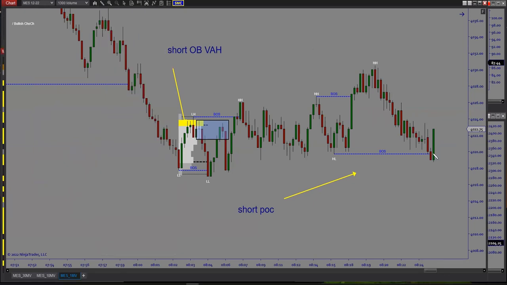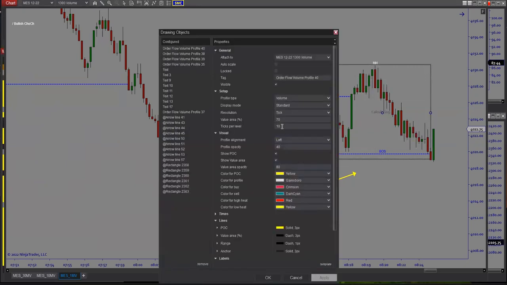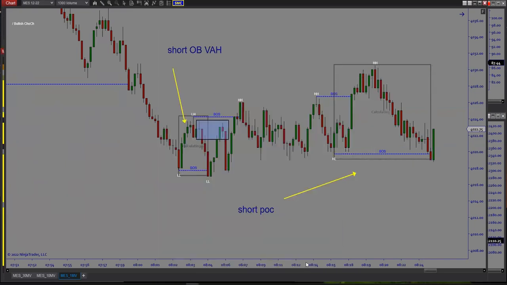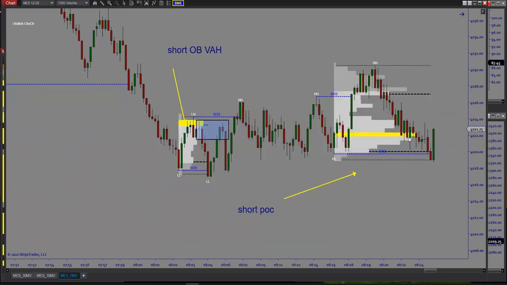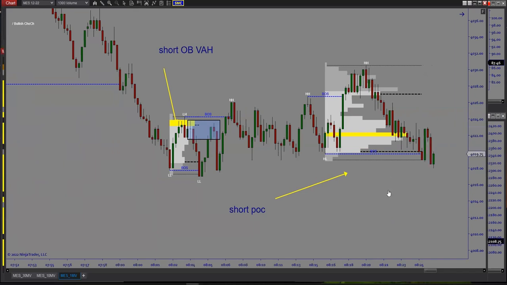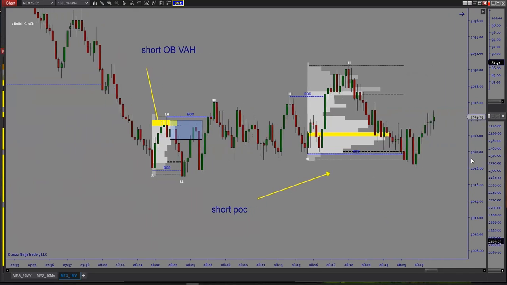Take a look at this. We draw the profile from the anchor to the ending bar that broke the boss. I'm going to set my profiles. This is just set to a little bit bigger because I have it applied to the NASDAQ as well. Let's take a look. And there's the point of control. It came right up to the POC and you got the flip, right?